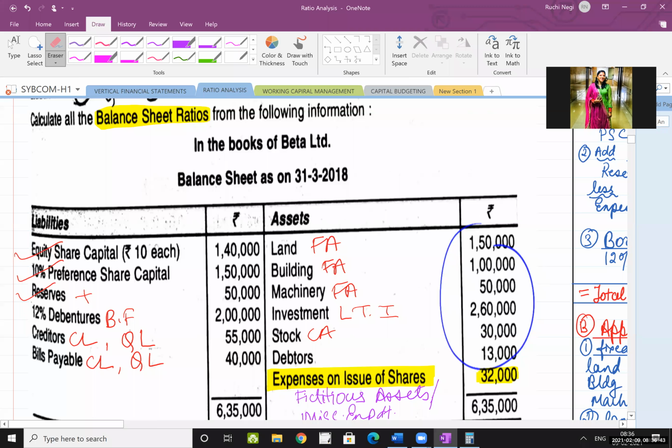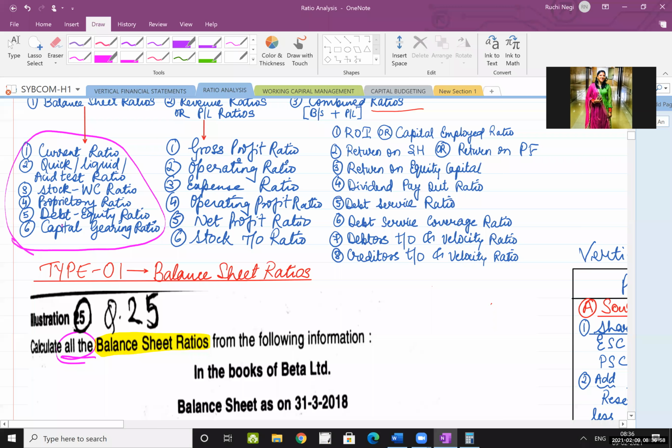Calculate all the balance sheet ratios. "All" means they will not tell you which ratio to calculate. You should know the names of all these six. Understood? They will not give you a hint in the exam. You have to calculate this ratio. You should know the name of all the ratios. Okay, current ratio, quick ratio, stock to working capital, proprietary, debt equity, capital gearing, all that.